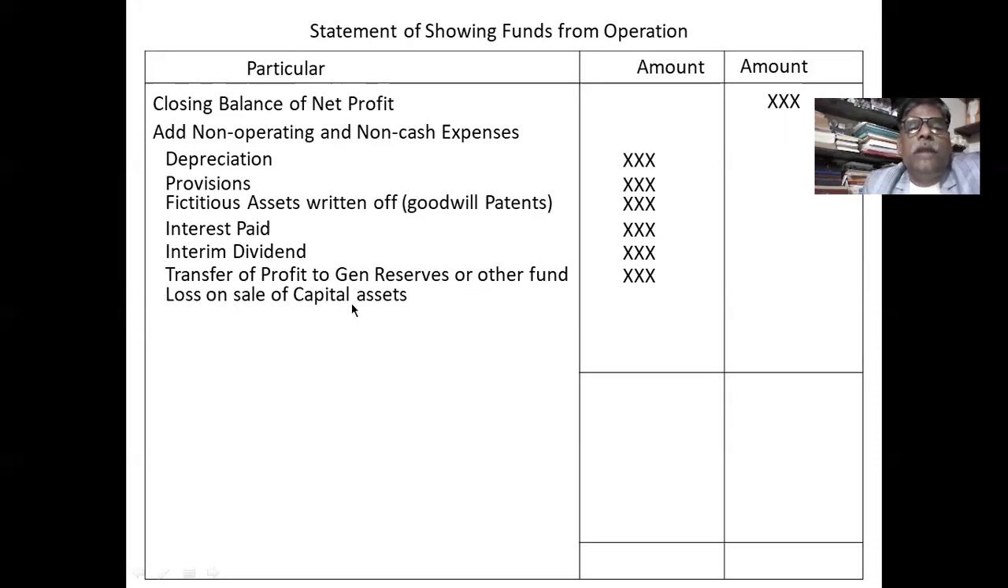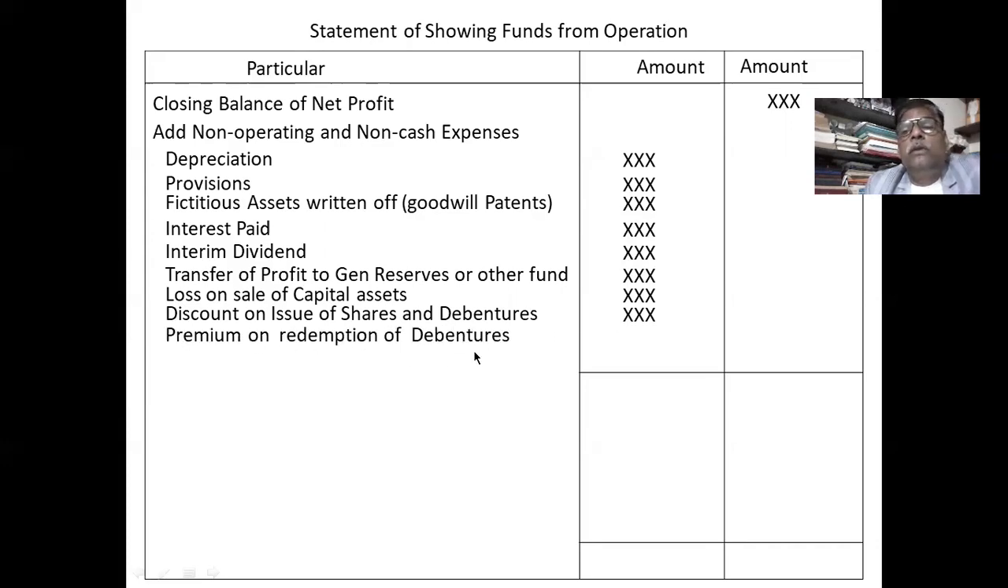Then loss on sale of capital asset. Loss on sale of building, loss on sale of machinery, loss on sale of patent, loss on sale of furniture, like that. Whatever loss on sale of capital asset is there, you take that. Okay. Next is discount on issue of shares and debentures. If the discount is given during the issue of shares and debentures, that is not relating to operation. So you take that. Premium on redemption of debenture. If the debenture is repaid at premium, then there is a loss. That loss you take here.